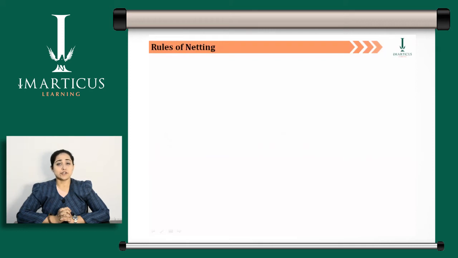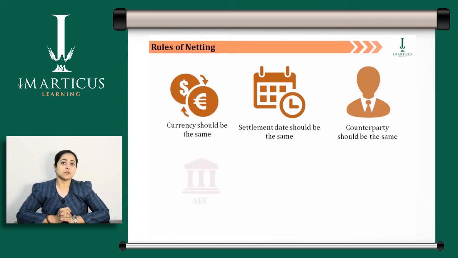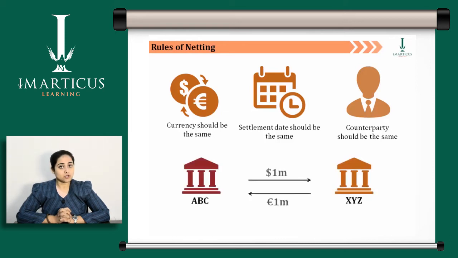Next, under the rules of netting, there are three basic rules. First, the currency should be the same. Secondly, the net settlement date should be the same. Lastly, the counterparty should be the same. Thus, under the net settlement method, ABC will pay $1 million and receive 1 million euros across both transactions. Hence, there is one payment and one receipt in each currency.